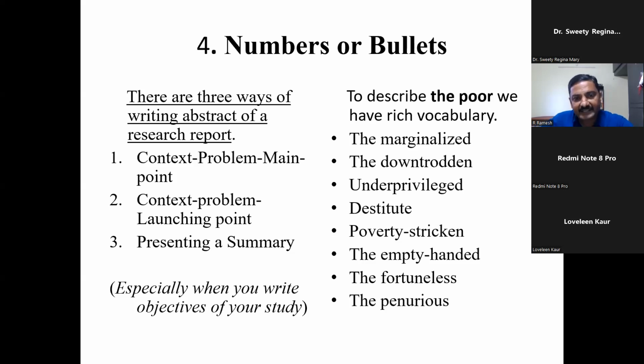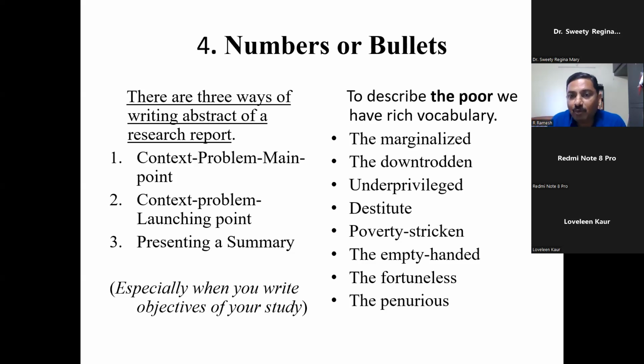That is context, problem, main point. Context, problem, launching point. Just presenting a summary. So you see, I have told you that I am going to tell you 3 ways: 1, 2, 3. So I am giving numbers here. Here on the right side, you see I have given bullets. I deliberately don't number them. You must know that I should not use numbers here on the right side.